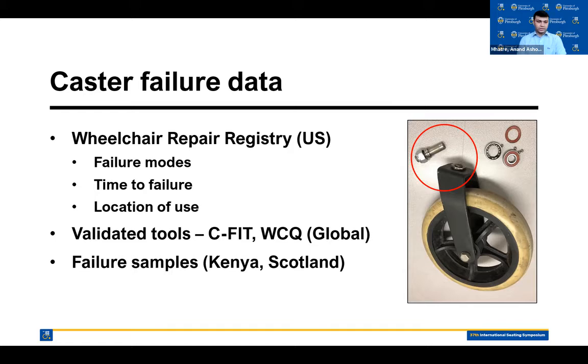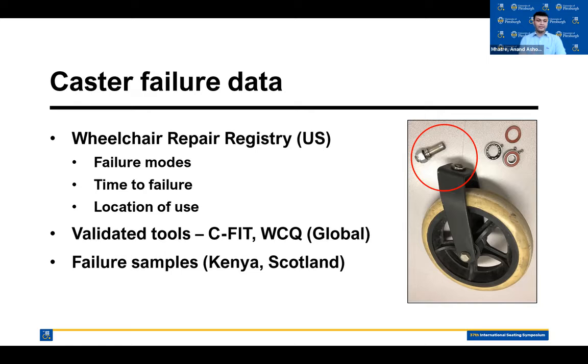Then we have some validated tools, and these have come largely from research. We have the CFIT, the caster failure inspection tool, that was validated at the University of Pittsburgh, test-retest reliability tested. We sent this tool to 3 wheelchair repair centers in Indonesia, Mexico, and one in Scotland, and we got failure data from there. Again, this failure data was about failure modes, time to failure, location of use. There is a wheelchair components questionnaire developed by Karen Rispin, and we got some data from there, largely from Kenya and some other places.